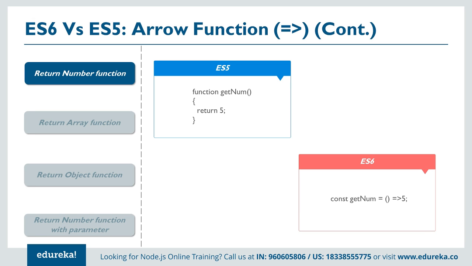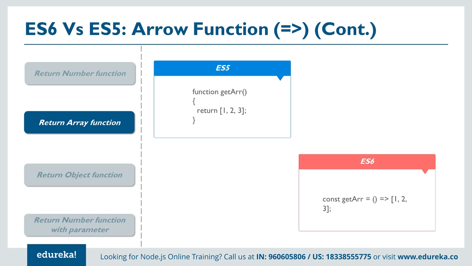So, return number function. In ES5, this is a very familiar syntax: function, function name, and return 5. In ES6, all you need is this one line: the normal braces, arrow sign, and 5. No need for the return statement, no need for the curly brackets. When you don't have curly brackets and you just specify a value, or let's say a variable or an expression that will result in true or false, or any other expression, it is implied that whatever is over here has to be returned. Very short, simple, sweet syntax.